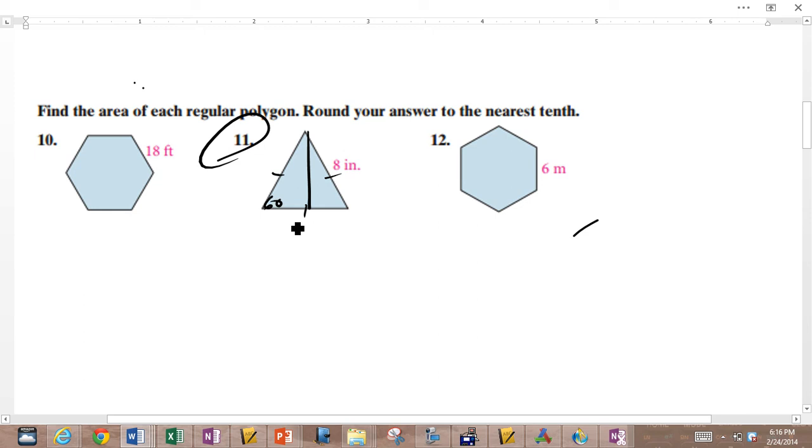Okay, we know that the side here is the side opposite 30, so it's half the hypotenuse. And we know that the height is 4 root 3. So we have everything we need.